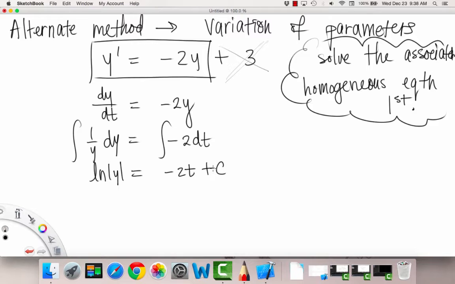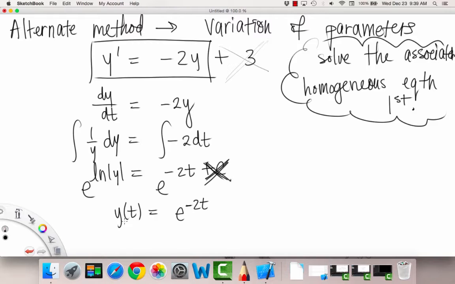Again, it's important to note that even though we have this plus c, we're just going to automatically set it equal to 0, like we did with the integrating factor, just to make our lives easier. At this point, we don't need that constant c to be anything in particular, so we'll just make it 0. So just ignore that for now, and we exponentiate both sides to get y of t is equal to e to the negative 2t.